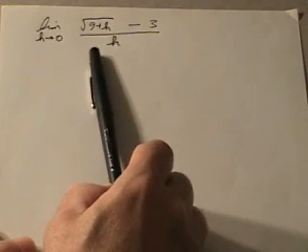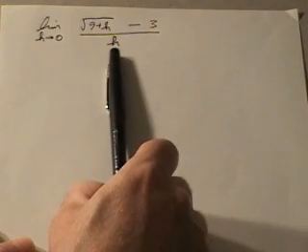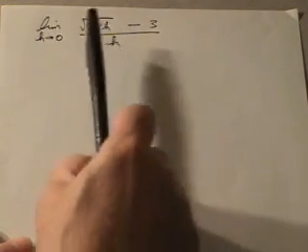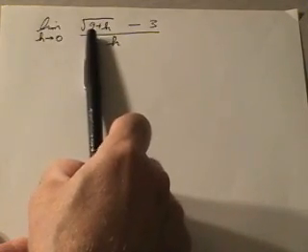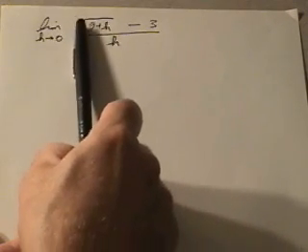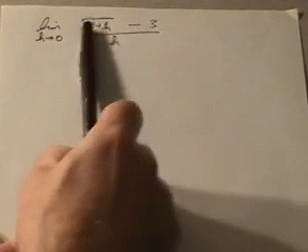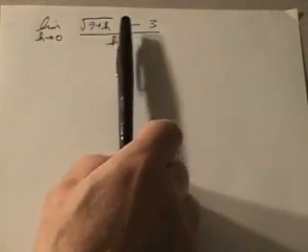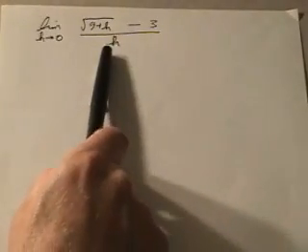Okay, so do your reality check. What's going on here as h goes to 0? Obviously the bottom is going to 0. Okay, so what about the top? As h goes to 0, what happens to 9 plus h? Well, if h is getting small, 9 plus h is getting close to 9. Then what happens to the square root of that? Well, the square root of that is getting close to 3. So the numerator is going to be getting close to 3 minus 3, which is 0. So yes, this is bad news. The top is going to 0, and the bottom is going to 0.